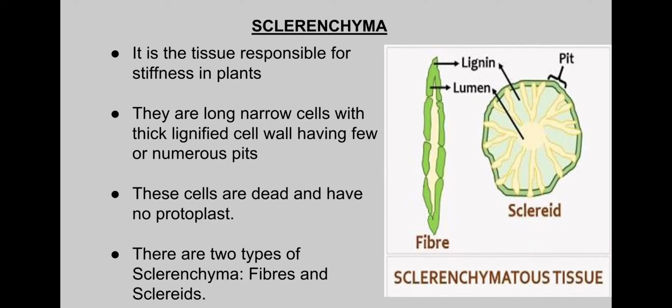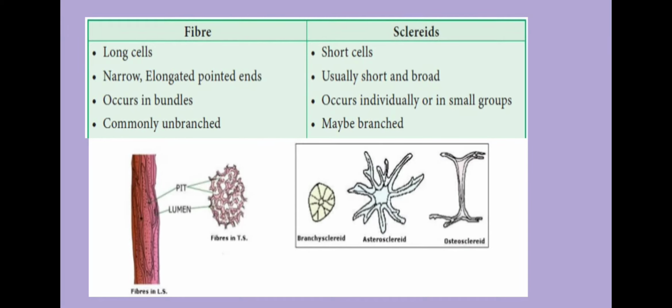They are of two types mainly, which are fibers and sclereids. So fiber you can see is a long narrow cell, while sclereid is a broader cell. So here we can distinguish between fiber and sclereid in a manner that fiber is longer than the sclereid. Fiber has pointed ends while sclereids are short and broad. Fibers are the ones which are occurring in bundles and they don't have branches, but sclereids on the other hand are known to be branched.